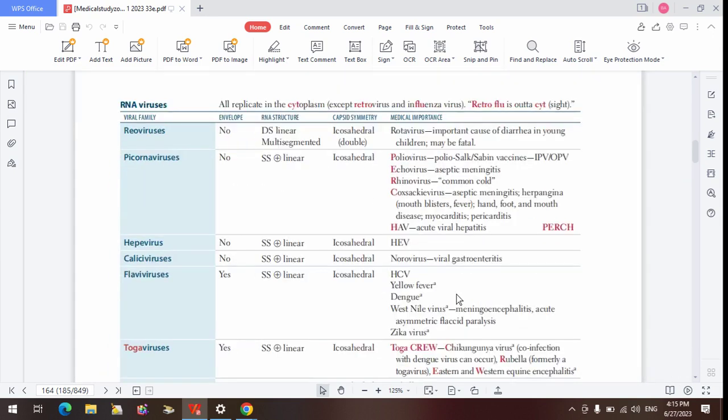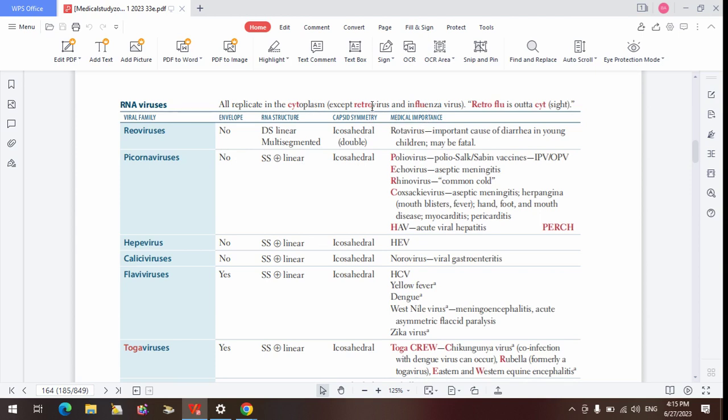So let's talk about those family of RNA viruses one by one. All of them replicate in the cytoplasm, except retro and influenza that replicate in the nucleus. All of them replicate in the cytoplasm except retro, which is the family for HIV, as well as the human T cell virus.